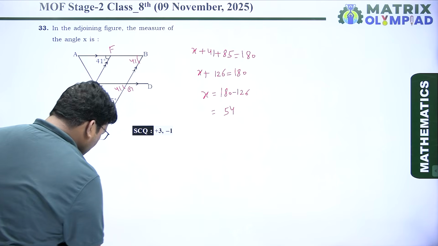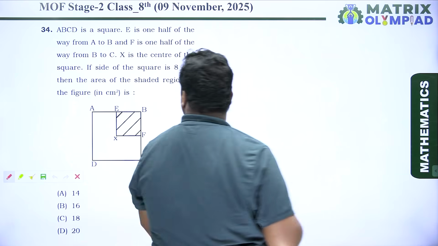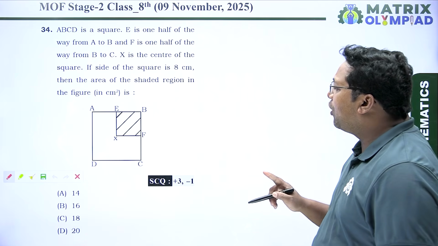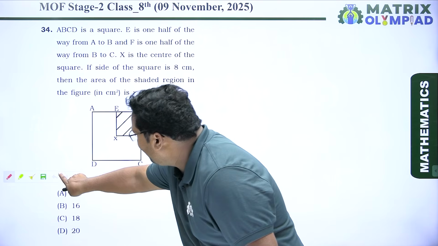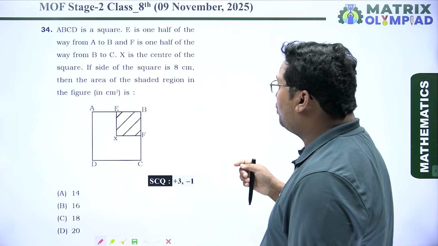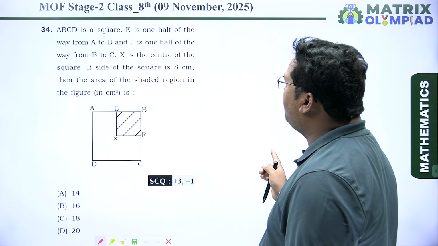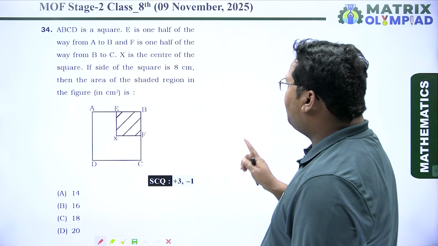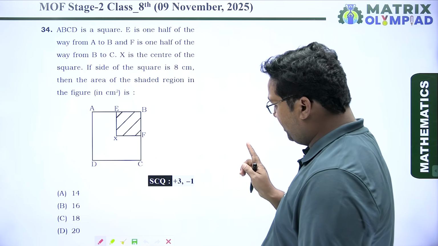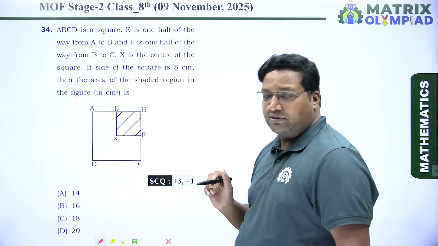Now coming to the next question. Next question is, ABCD is a square. E is 1/2 of the way from A to B and F is 1/2 of the way from B to C. X is the center of the square. If side of the square is 8 cm, then the area of the shaded region in figure in centimeter square.